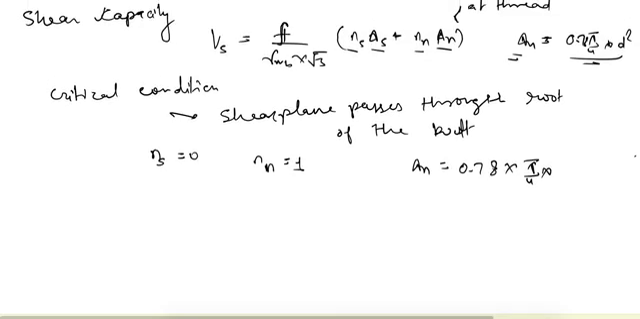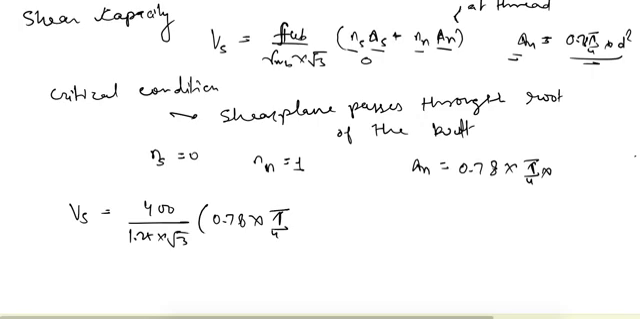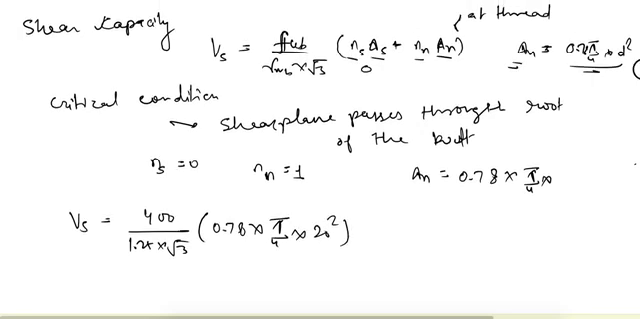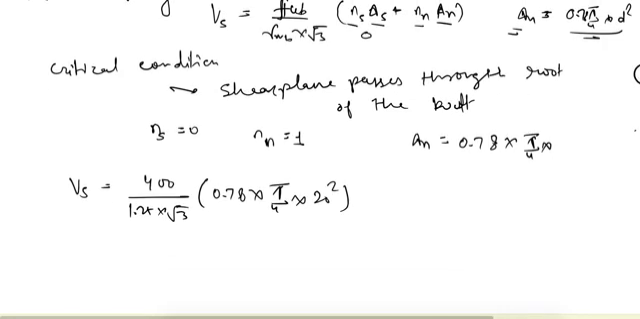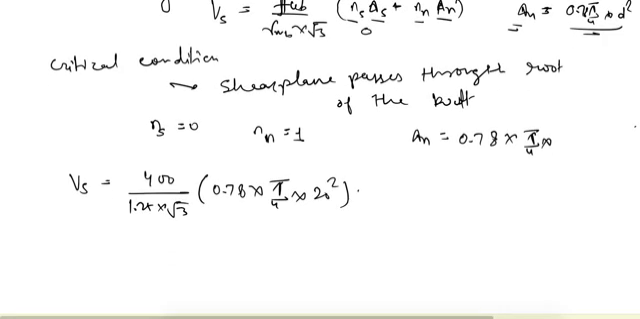Here I missed it, this is fub. So using this we can calculate: 400 by partial safety factor for ultimate stress, which is 1.25, under root 3, ns is 0 so this term is 0, and this term is 0.78 into pi by 4 into d square, where d is 20, so that is 20 square. That gives us the shear capacity of one bolt.